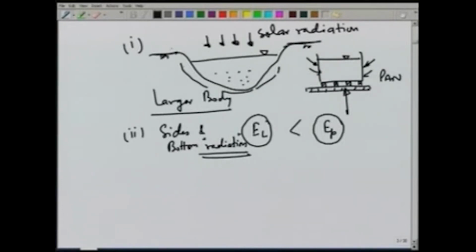So, larger body has more storage and therefore less heat available for evaporation. Pan, the sides and bottom are open to atmosphere, so they also get some solar radiation which will directly contribute to larger evaporation.